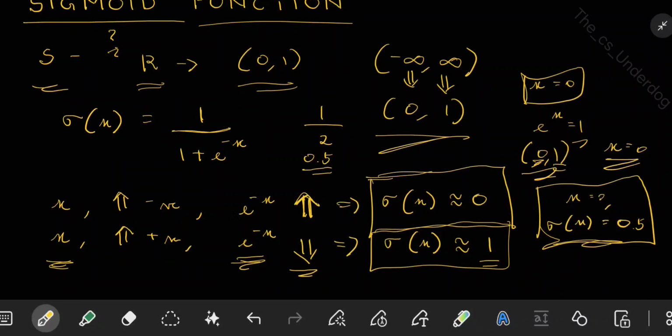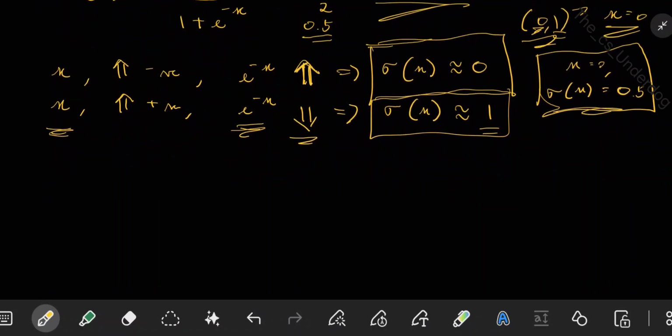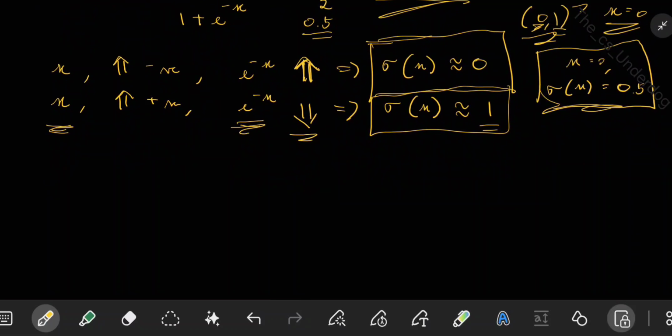The reason is, the graph of this looks like a sigmoid. What is sigmoid? Sigmoid is S-shaped. If you draw the graph of the sigmoid function, it will look something like this. That is, if this is my function, this is my graph, this is my x-axis, this is my y-axis, I have my 0 here. How does my sigmoid function graph look?